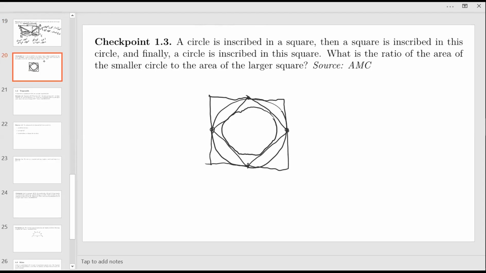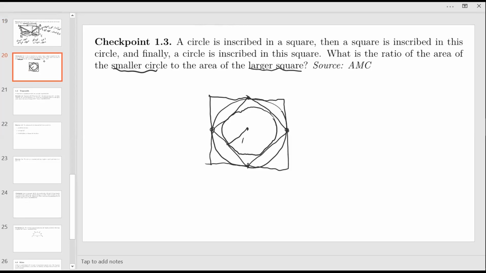Okay, let's go over this checkpoint. So basically we have this diagram I just drew here. A circle is inscribed in a square, and then a square is inscribed in that circle, and then a smaller circle is inscribed in this smaller square. The problem is asking for the ratio of the area of the smaller circle to the area of the larger square. In ratio problems, it might be useful to just set one of your variables to be a constant. So in this case, let's just set the radius of the smaller circle to be 1.